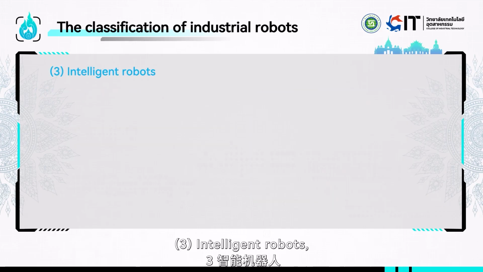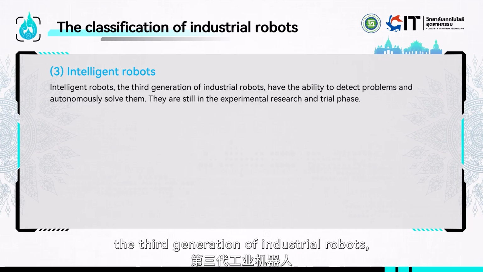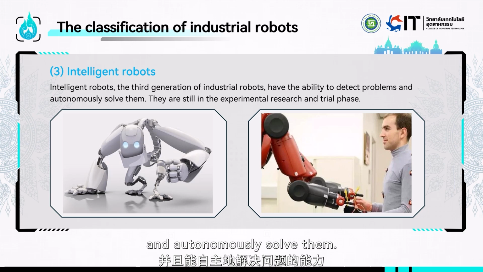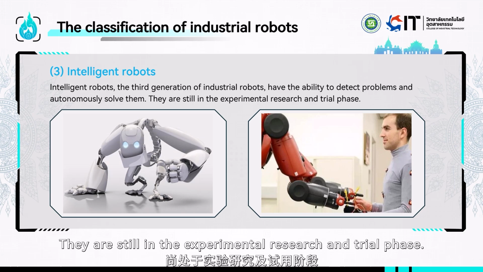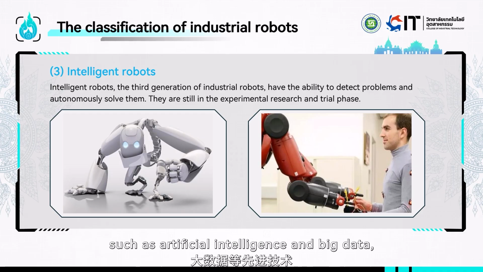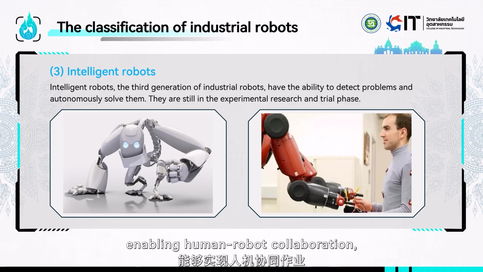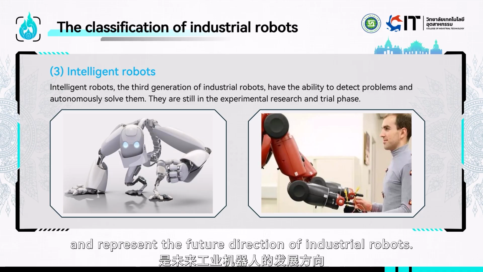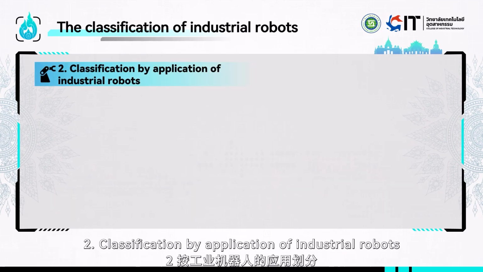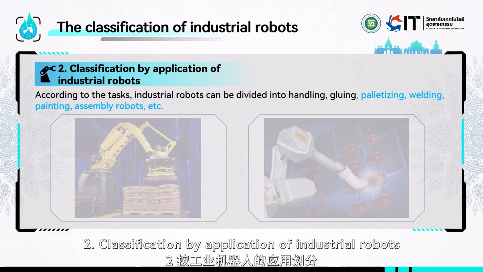3. Intelligent robots, the third generation of industrial robots, have the ability to detect problems and autonomously solve them. They are still in the experimental research and trial phase. These robots integrate advanced technologies such as artificial intelligence and big data, enabling human-robot collaboration, and represent the future direction of industrial robots.